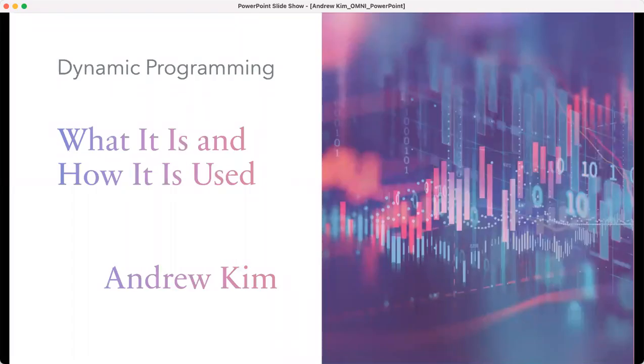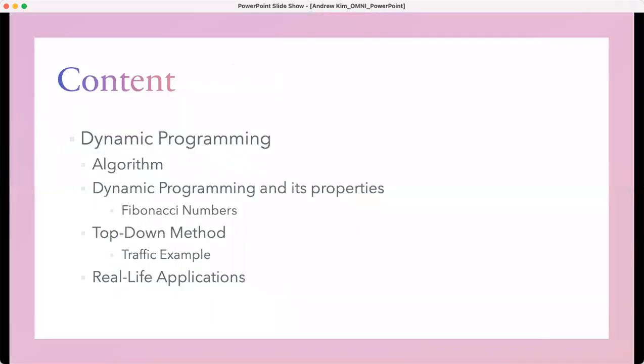Today I'm going to be talking about dynamic programming and its real-life applications. For those of you who are not familiar with computer science, you may have asked yourself, what is dynamic programming? Is it even relevant to my life? As a matter of fact, it's actually very relevant to all of our lives, but to understand why it's so important to us, we have to first understand what it is.